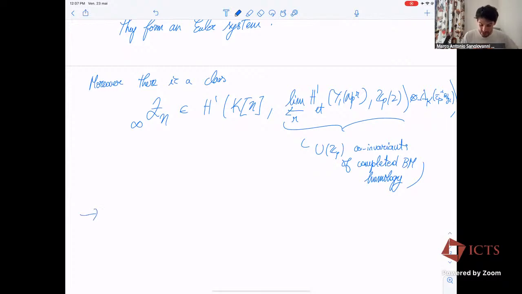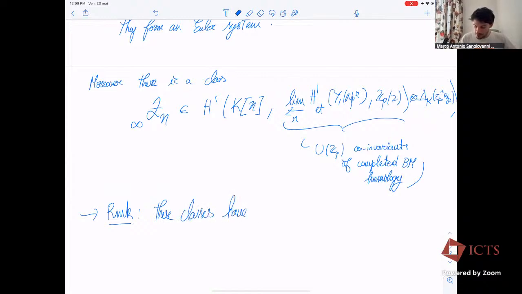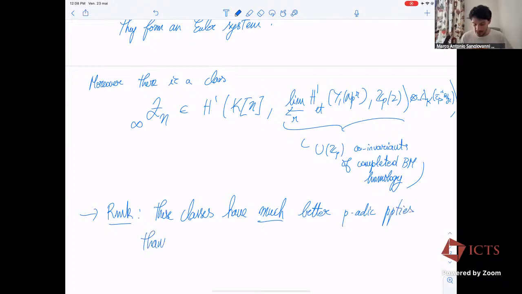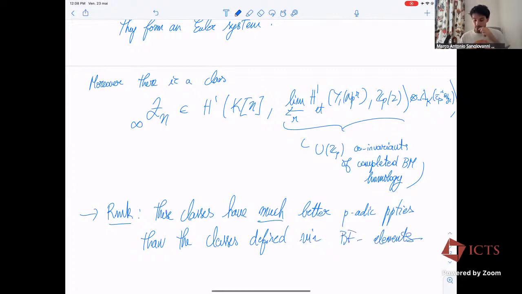Okay, so remark, these classes have much better p-adic properties than the classes defined via Beilinson-Flach elements. Really, this variation, this trace compatibility without taking ordinary projection is very good.